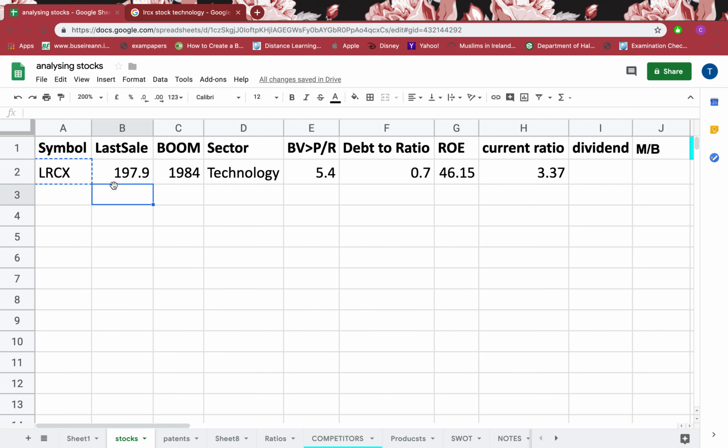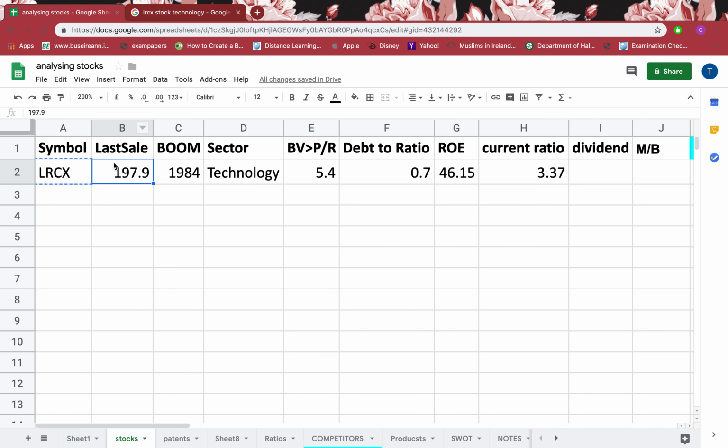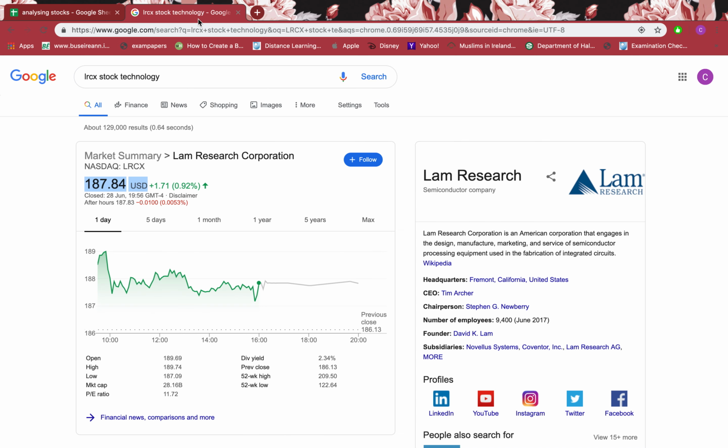And I can see the name Lam Research, which is a semiconductor company. Then I want to know, if I buy the stock right now, what will I have to pay? So right now it's 187.84 US dollars. Okay, so I'll just type in 184. Okay, and when was it born?